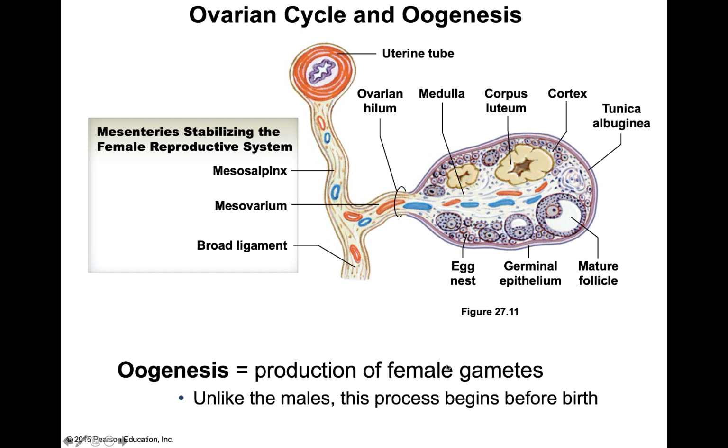Oogenesis is the production of female gametes, and it's going to begin before birth in females. So all the eggs that a female needs during her life are going to be formed before birth, and they're going to lie dormant there until she reaches puberty. Once she reaches puberty, one egg a month is going to be released, and that's what we call ovulation. And that's what's coming up next. It's called the ovarian cycle.